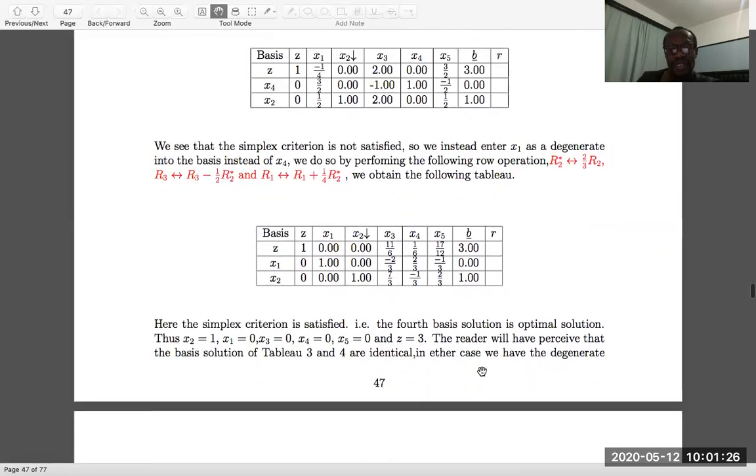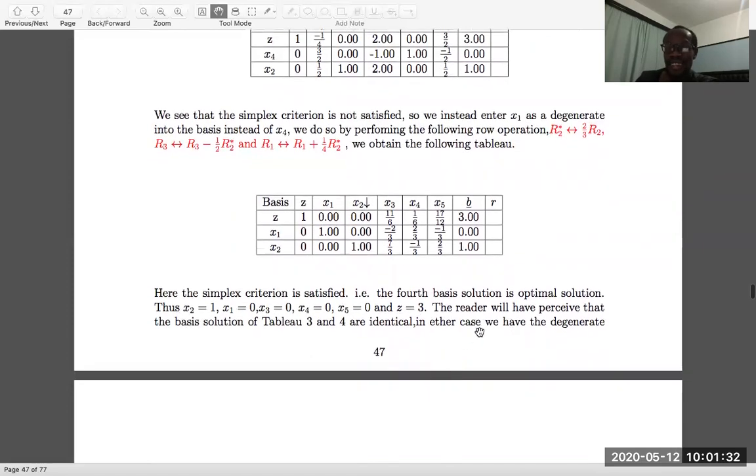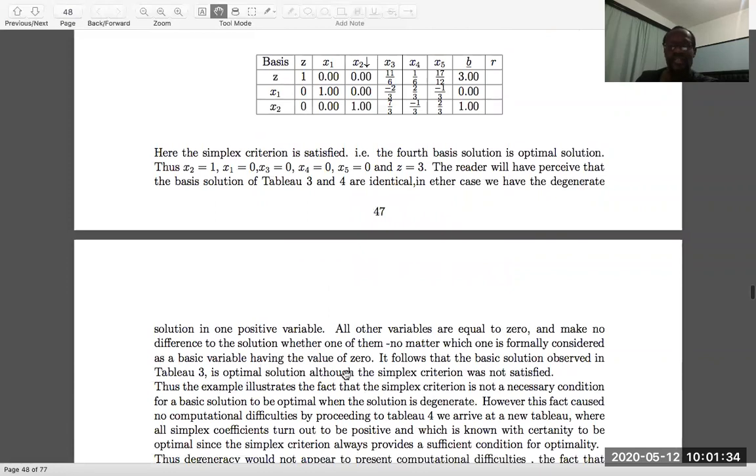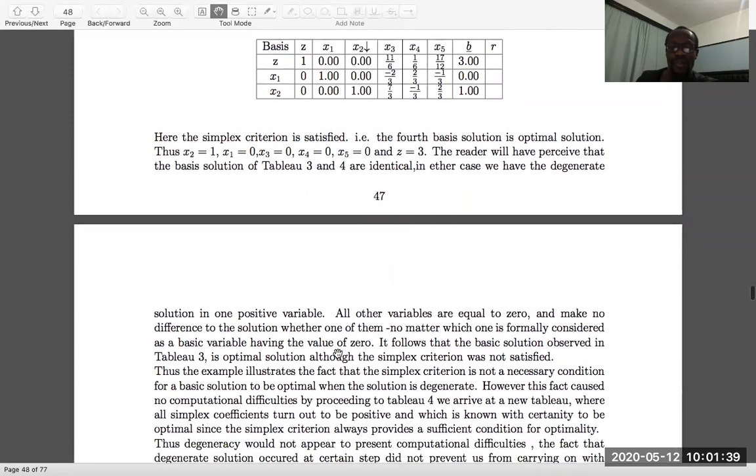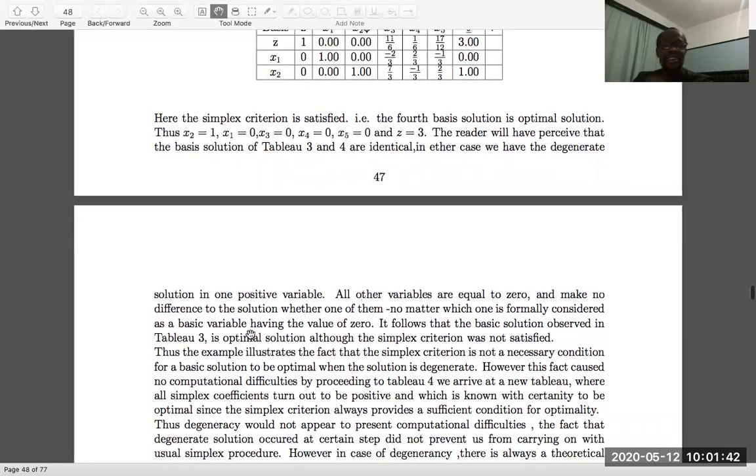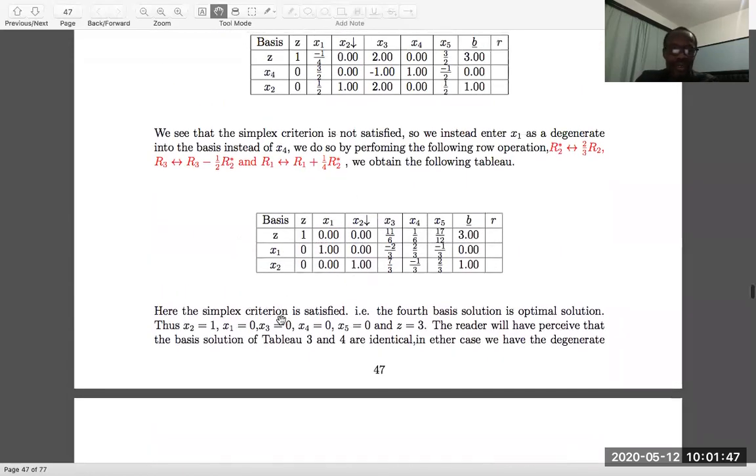The reader will have perceived that the basic solutions of the third and fourth tableaux are identical in each case. In either case, we have a degenerate solution in one positive variable. All other variables are equal to 0 and make no difference to the solution whether one of them, no matter which one, is formally considered as a basic variable having the value of 0. So you see, you could have chosen either of them. You could have chosen X1 to be 0, X3 and X4. All of those, the only value which is a proper solution here is X2, which is here. Everything else is 0.